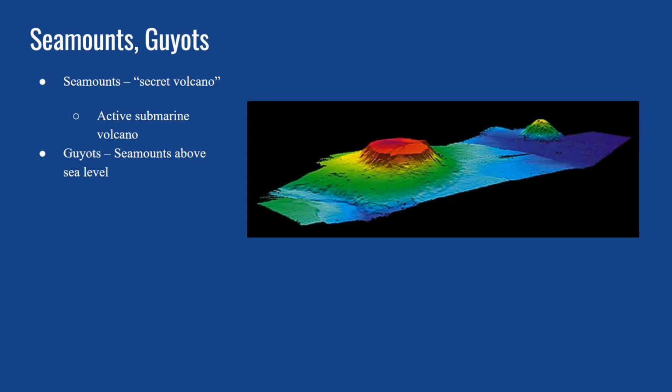Seamounts are undersea volcanoes that are still active but haven't reached the surface. Guyots are volcanoes that did at one point reach the surface but have since been flattened out by wave action. So they have a flat top. They're like a flat top seamount.